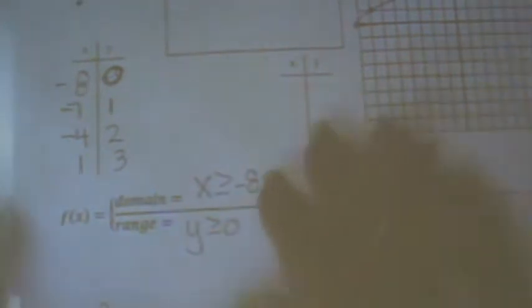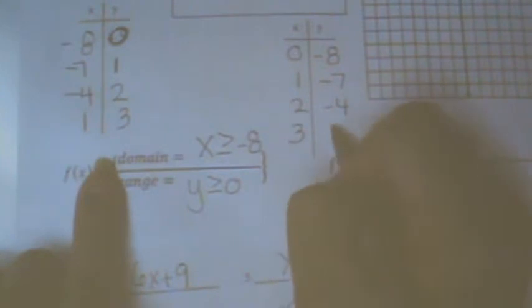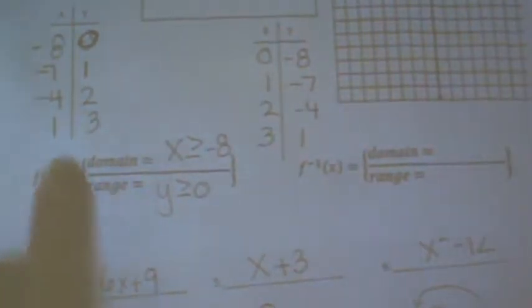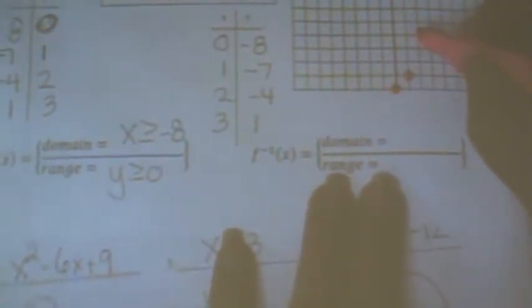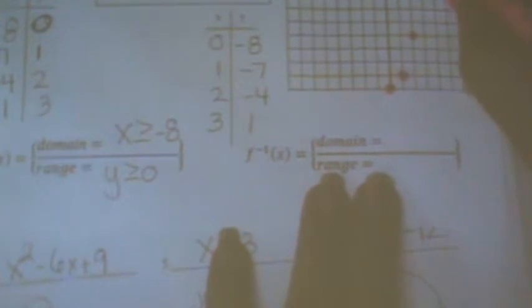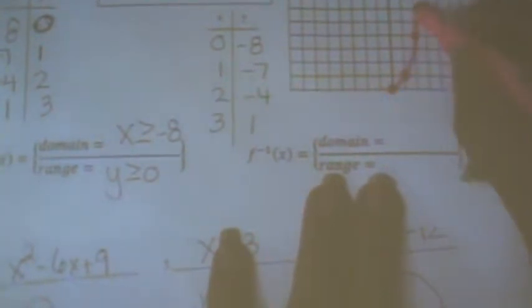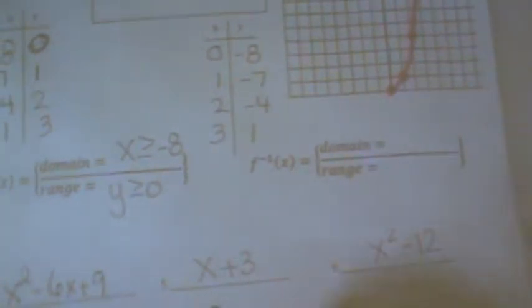So now, when you do the inverse, what do you do with these 4 ordered pairs? You switch them. X is greater than or equal to 0. And let's graph this. So 0, negative 8, 1, negative 7, 2, negative 4, and 3, 1. Here is the picture of that. That is the inverse, the one in pink.